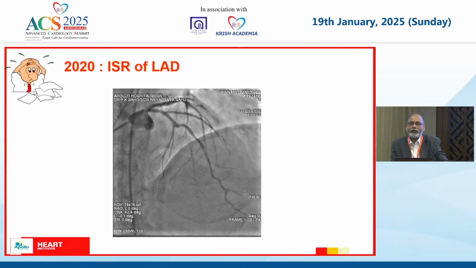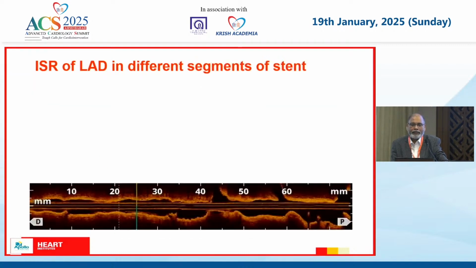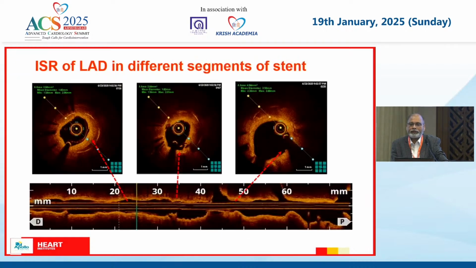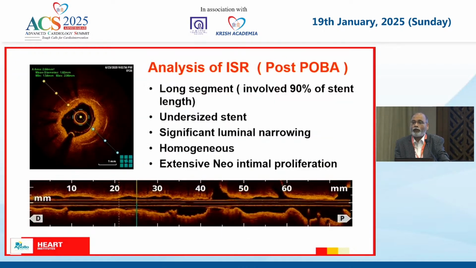There was an ISR of the LAD in 2020. So, after 9 years, this patient comes, and this is what I see in the ISR of the different segments after a little bit of predilatation. What do I see? I see a long segment involving 90% of the stent length, beyond the stent and proximal to the stent. It was an undersized stent that I had put in 2011 when we didn't have imaging. Significant luminal narrowing, a homogeneous one, and extensive neo-intimal proliferation.